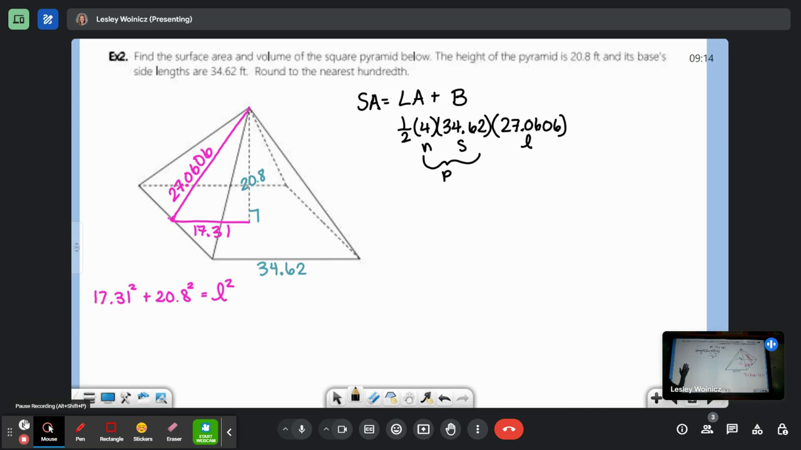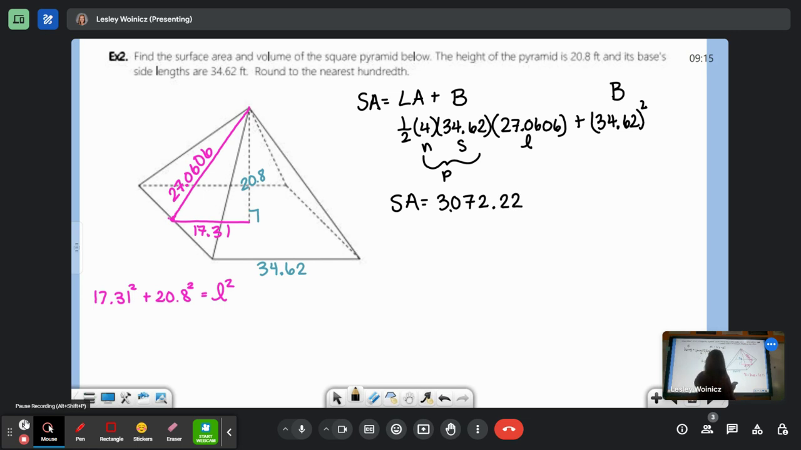All right, don't forget about my base. 34.62 quantity squared. So this is my big base. All right, get typing. What kind of units have I got? Feet squared. All right, let's do the volume.